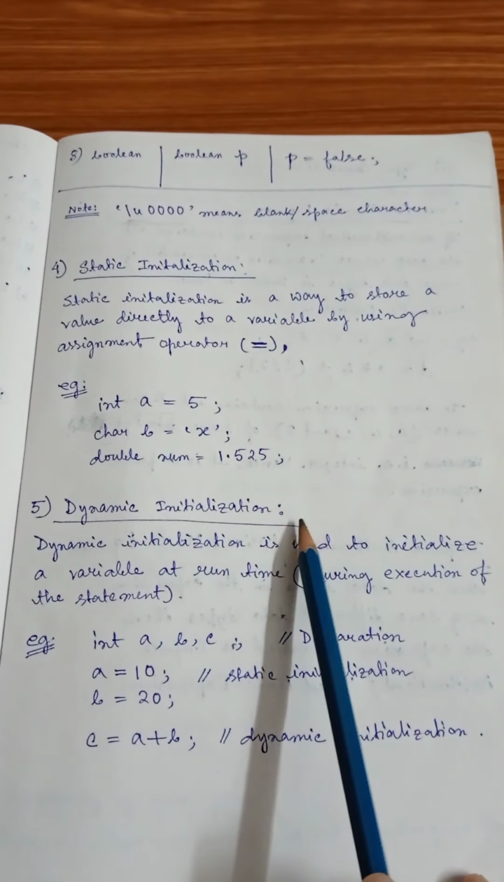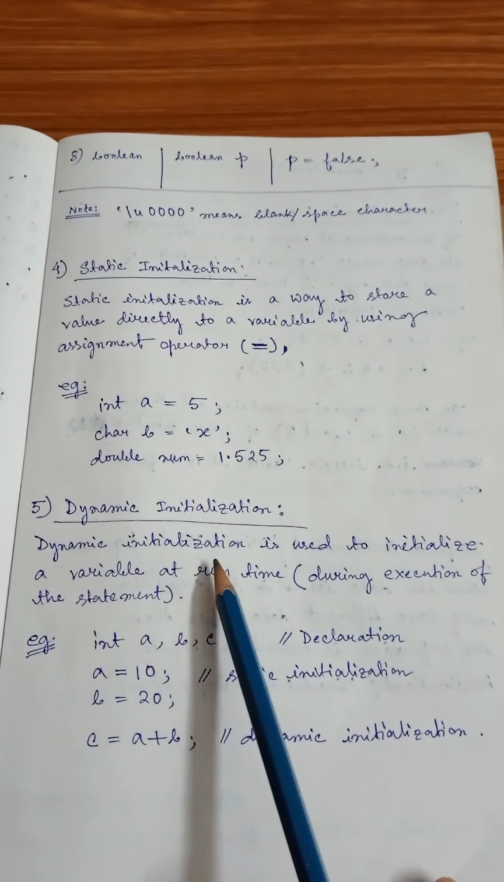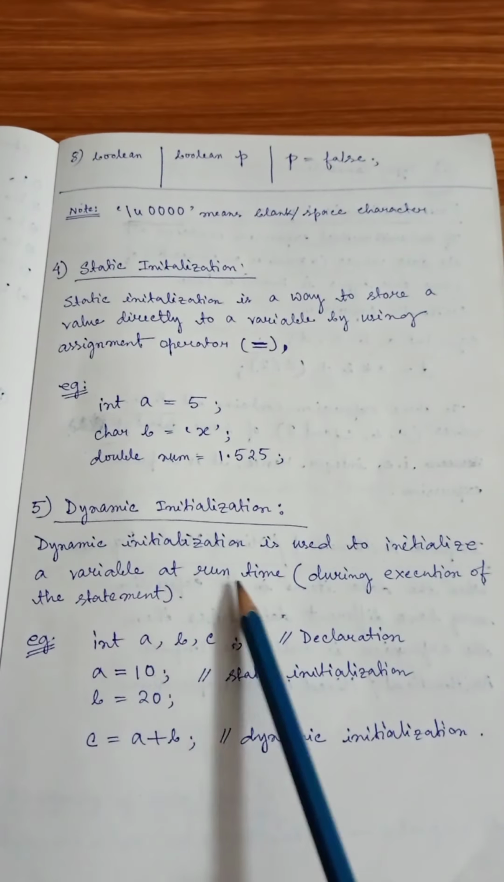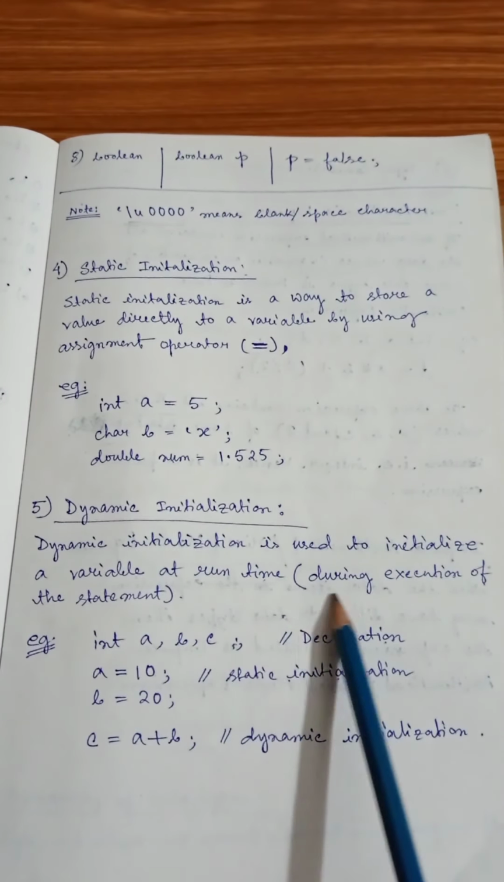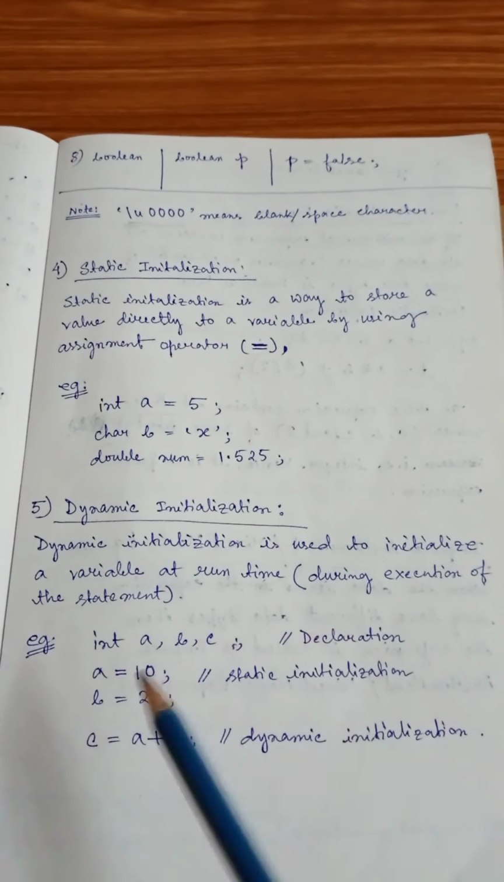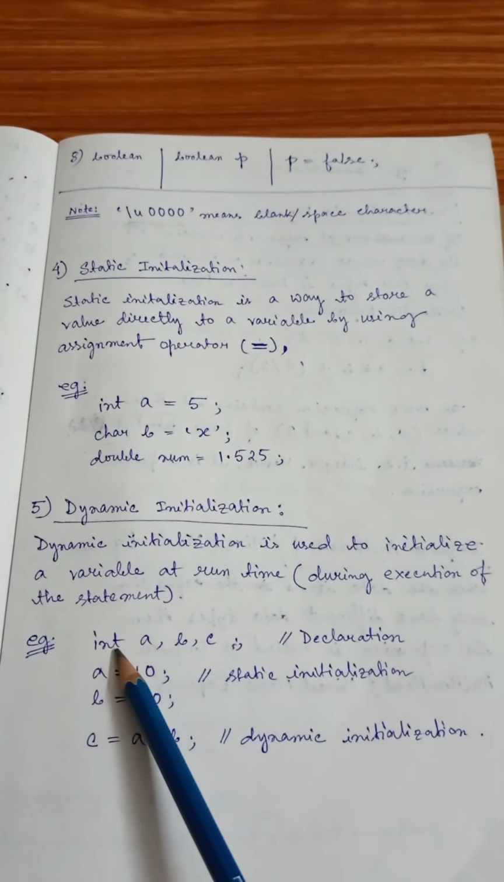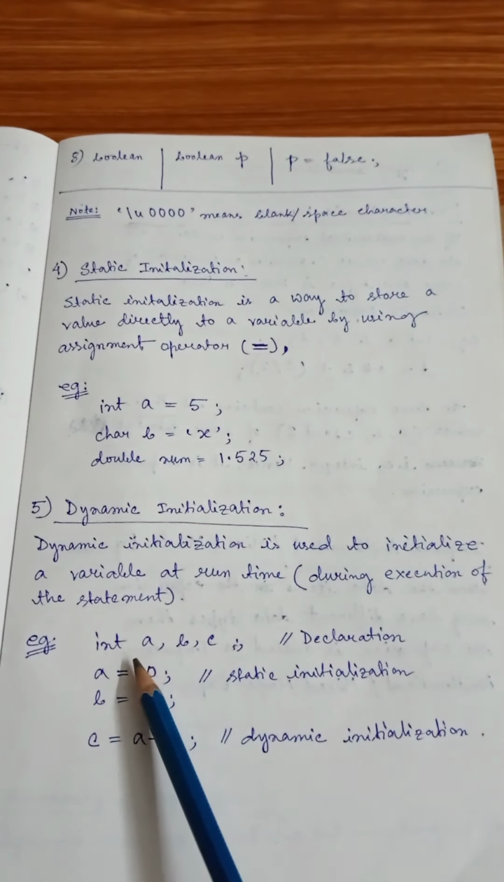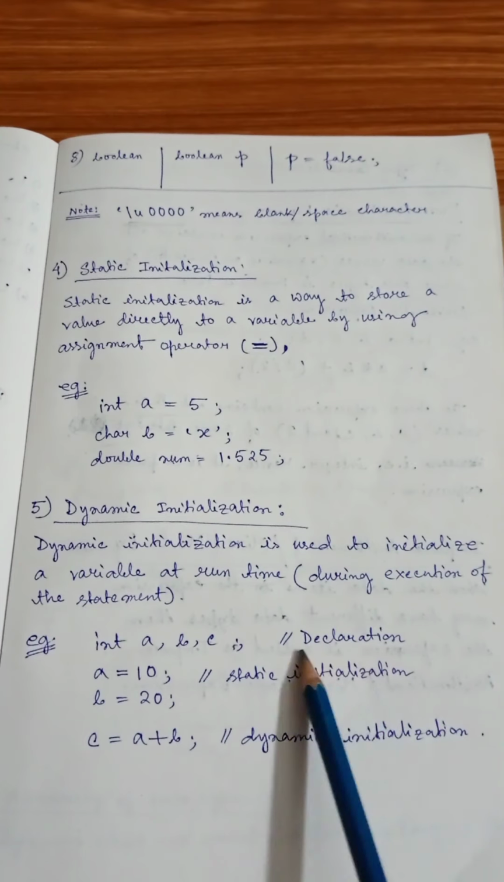Next is dynamic initialization. Dynamic initialization is used to initialize a variable at runtime. Runtime means during execution of the statement. Here is an example. Suppose int a, b, c. These are three integer type variables. This is called variable declaration.